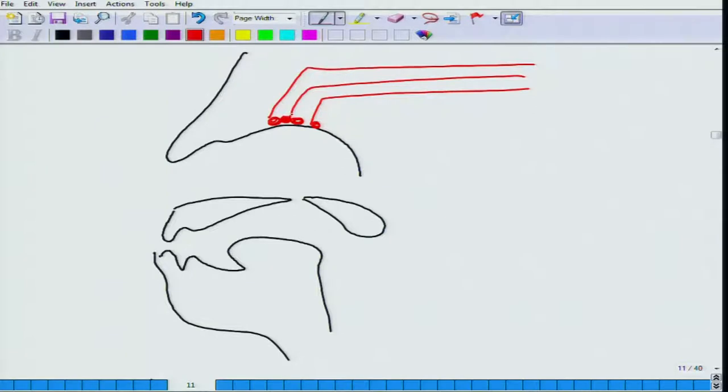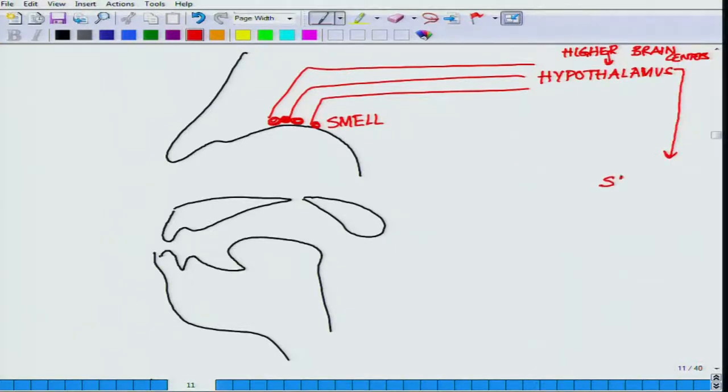So, these are controlled by the smell of a food, and this is controlled by the hypothalamus, which is further controlled by the higher centers of the brain. This is the first level. Then that same hypothalamus is controlling the salivary centers.